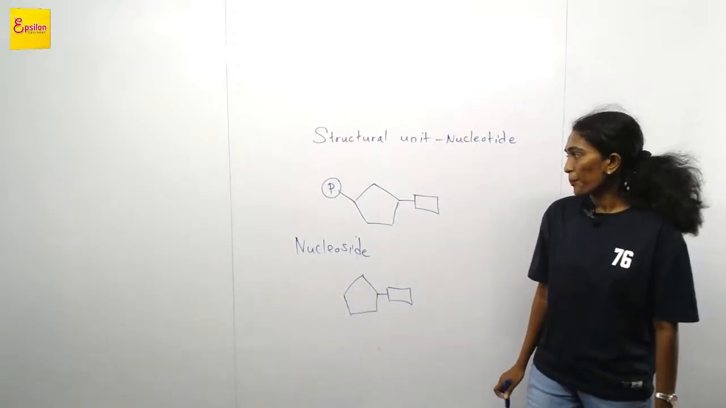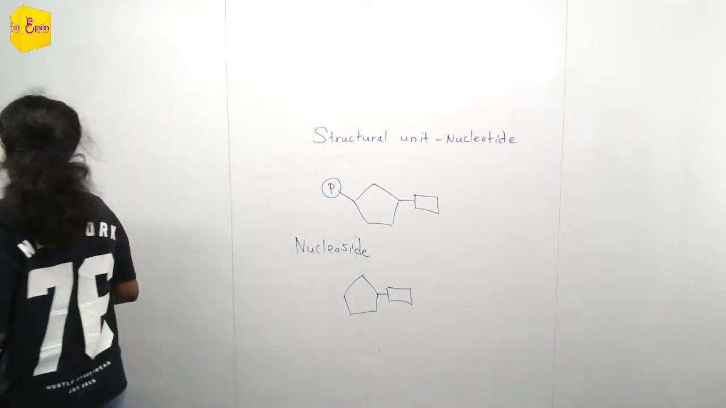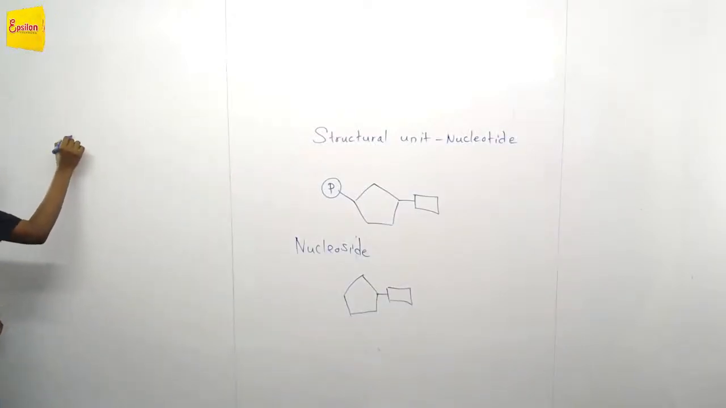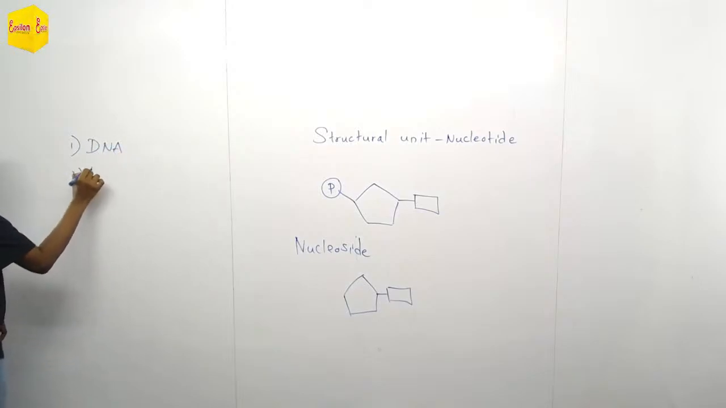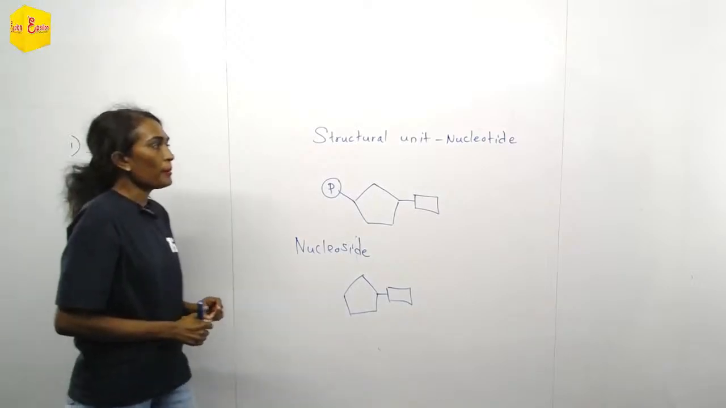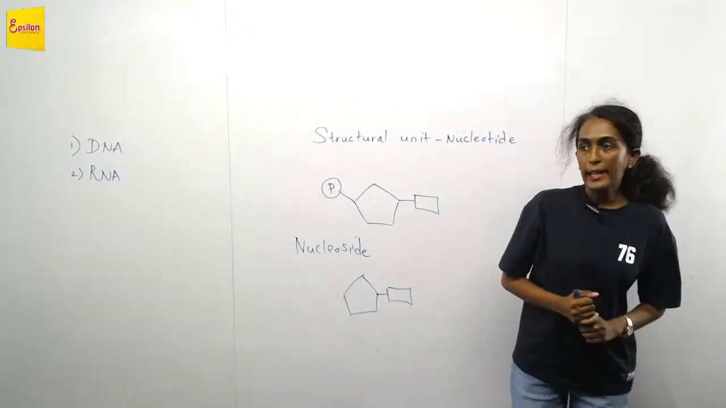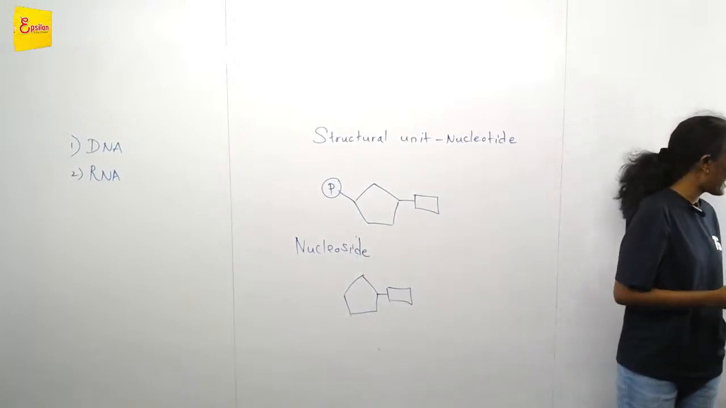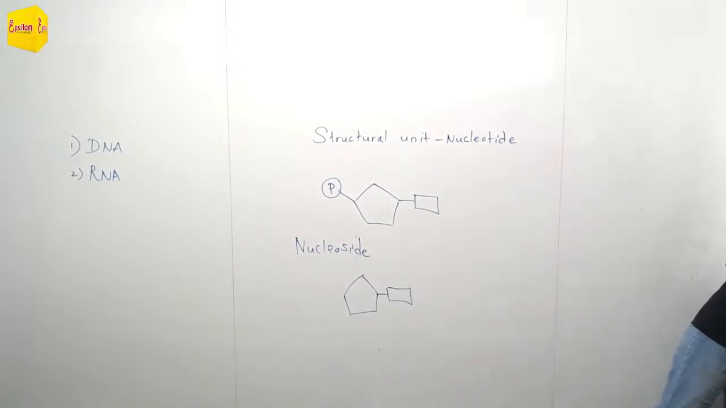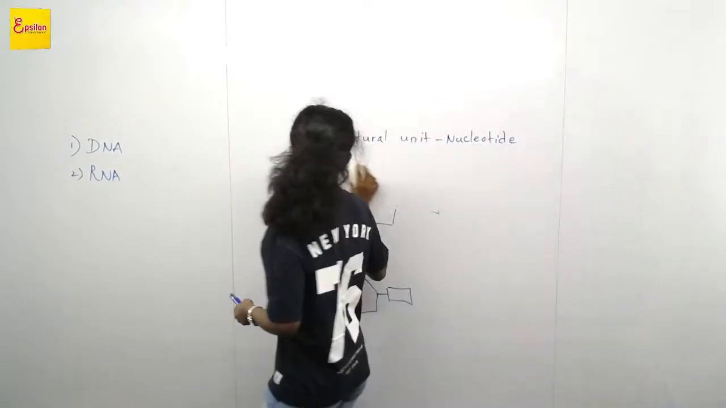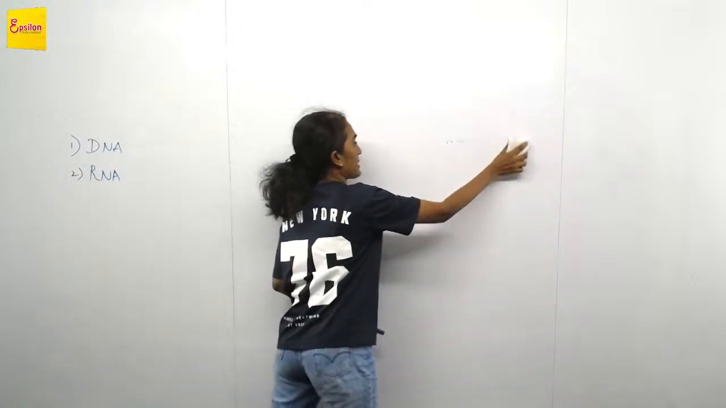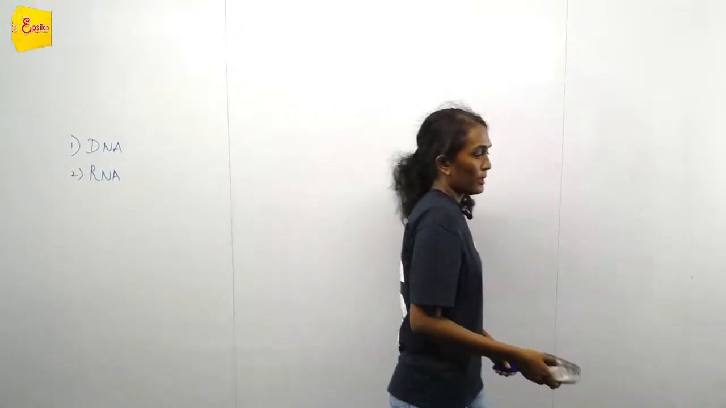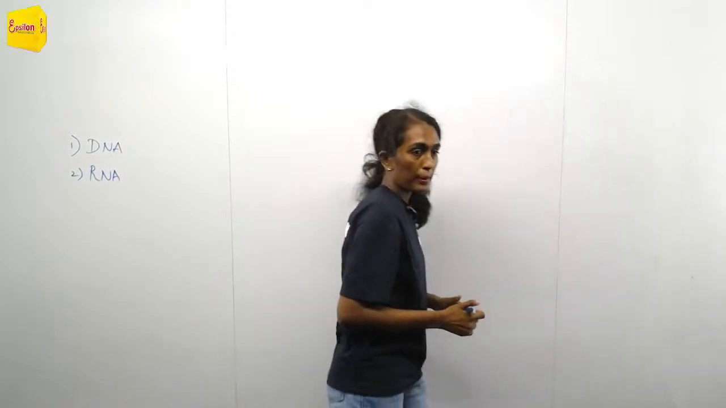So there are two nucleic acids that we are learning in our lessons. What are the two nucleic acids? DNA and RNA. Right. So we discussed that there are two types of nitrogenous bases present in DNA. What are the two types? Purine bases and pyrimidine bases. So how do we distinguish purines and pyrimidines?